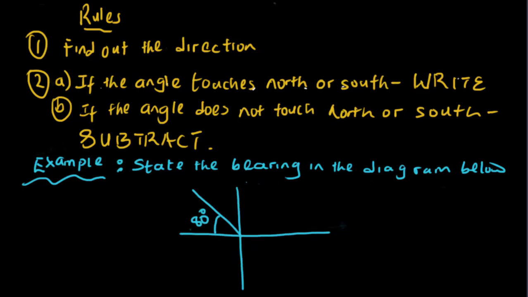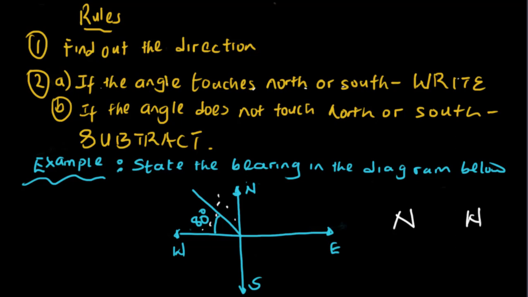Now, so we've got this question: state the bearing in the diagram below. Now, sometimes you would not be given the direction. You are expected to put it first. So remember, top north, down south, right east, then we have left west. Do you understand? Now, first rule, find out the direction. So what direction is this place? Is this quadrant here? Remember, that's north west.